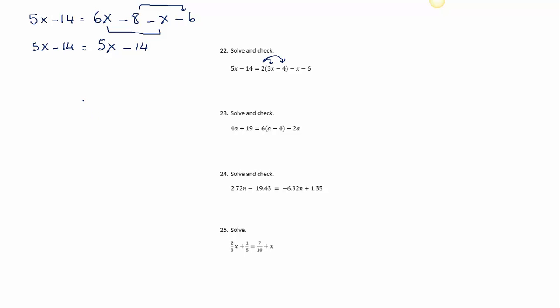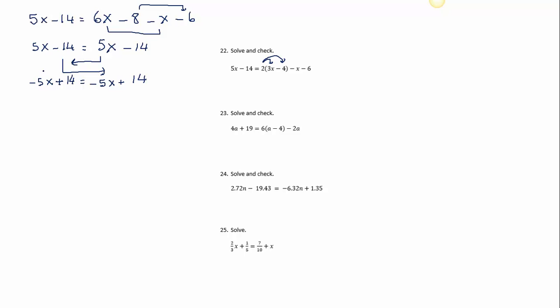Now we're going to do the same thing. I want to move the 5x to the left, so I separate variables, and I want to move the minus 14 to the right. So let's do that. To move the 5x to the left, I need to subtract 5x from both sides. And to move the -14 to the right, I have to add 14 to both sides.